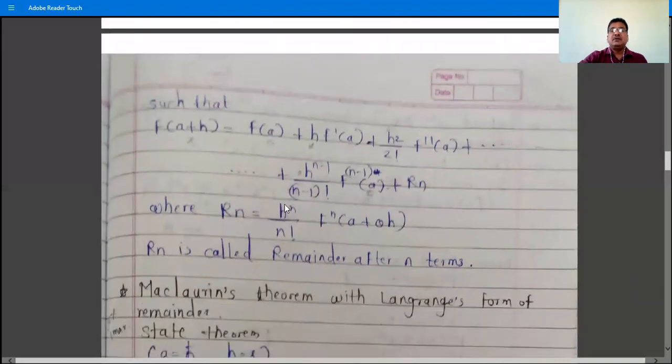The next term is h raised to n by n factorial f raised to n of (a plus theta h). This Rn is called the remainder after n terms, and is called Lagrange's form of remainder after n terms. So this is Taylor's theorem.